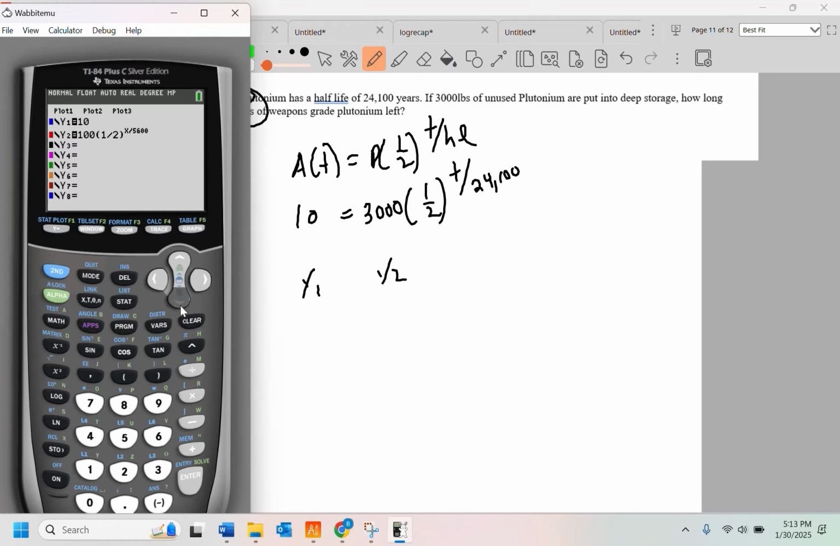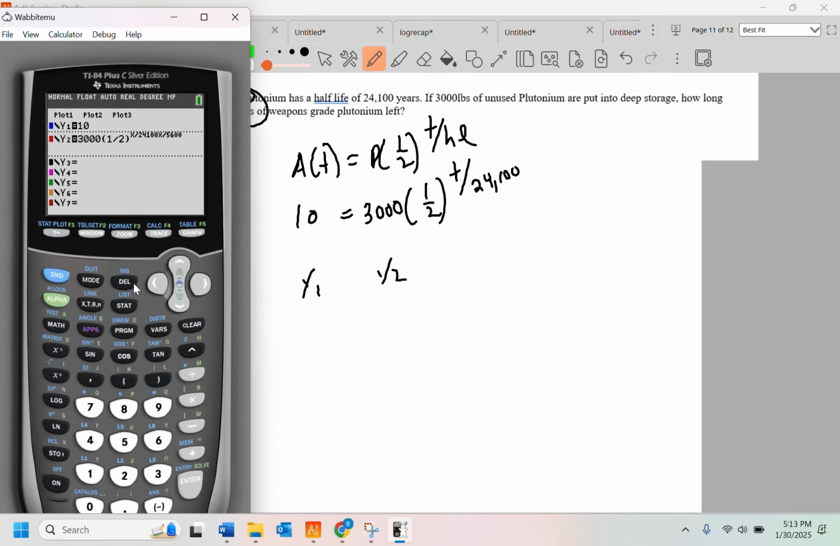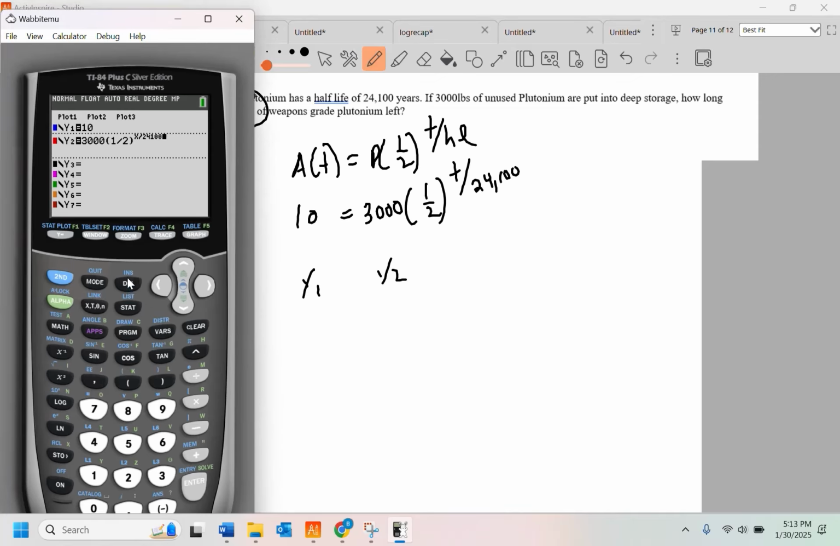We have a 10 in Y1. We got a 3,000 times 1/2 with an exponent of x divided by 24,100. And I've got way too much other stuff in here. All right, that should be right now. I'll do a zoom 6, but it's worthless. But you know that by now. I do see the 10, which is kind of cool. That showed up. That was nice.